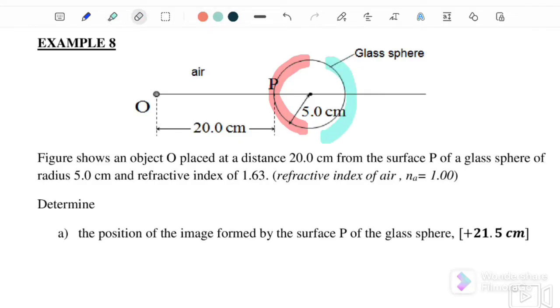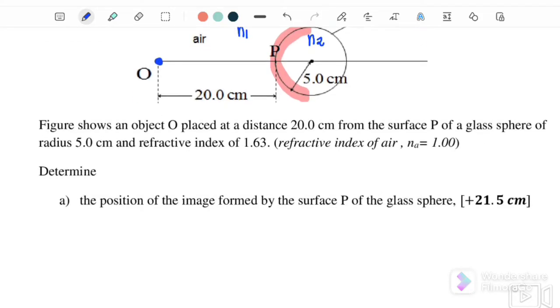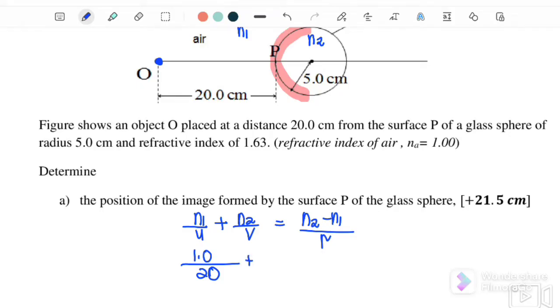We look at the first one first, where we reflect from air, N1, to the glass sphere, N2. The object is here, meaning that air is N1. So we will find the image distance where N1 over u plus N2 over v equals N2 minus N1 over the radius. N1 is air, so it's 1.0, u is 20 cm, N2 is the glass sphere, so the refractive index is 1.63. v we don't know. N2 is 1.63 minus 1 over the radius, where the radius here is given as 5 cm. So I will substitute 5 cm.